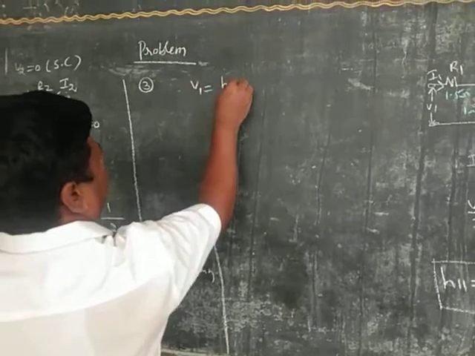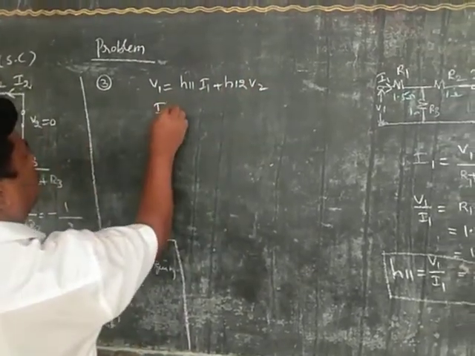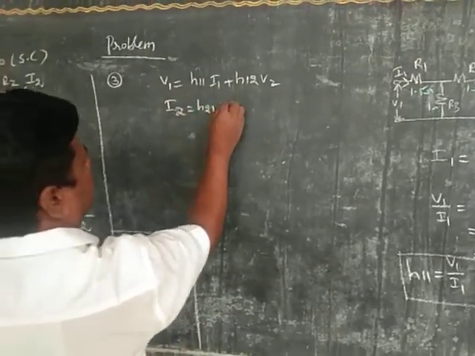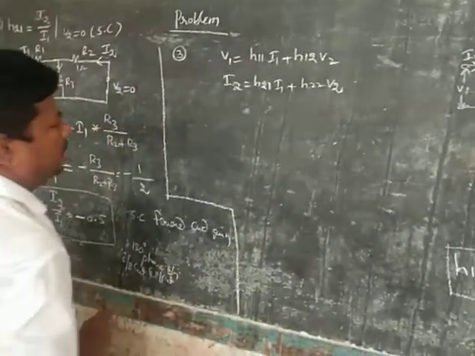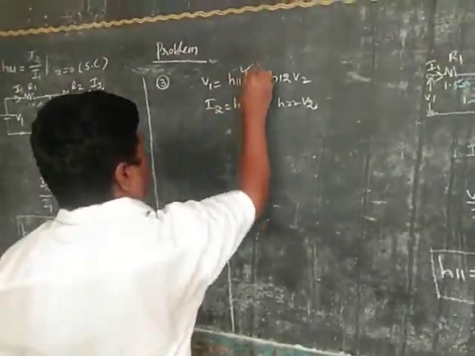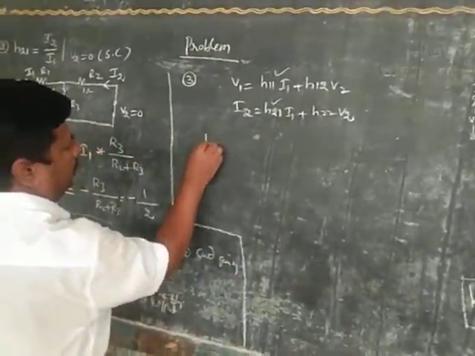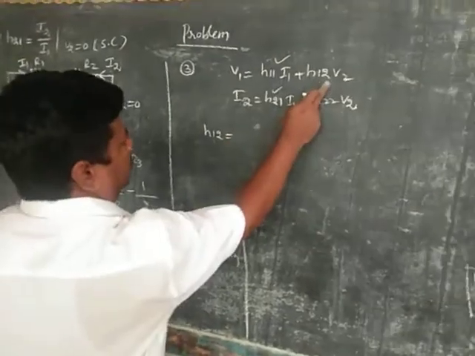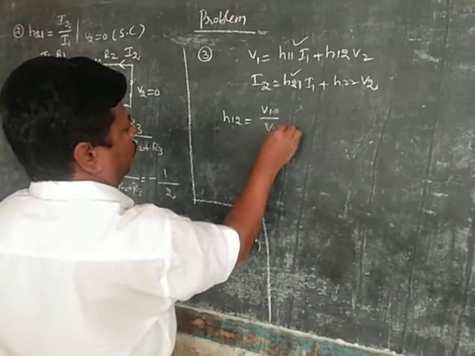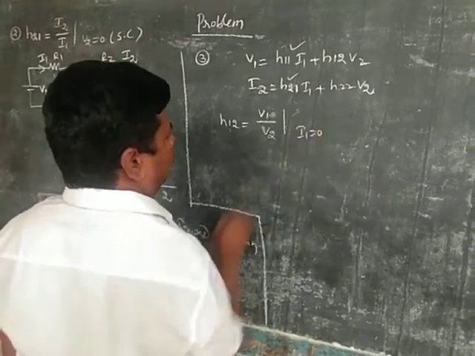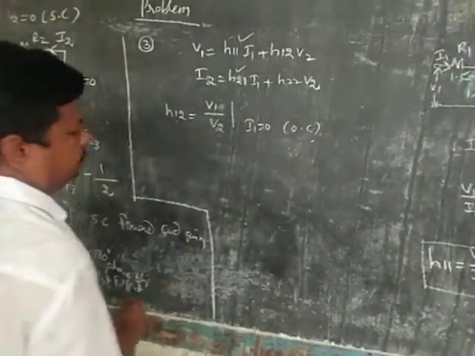V1 is equal to H11 I1 plus H12 V2. And I2 is equal to H21 I1 plus H22 V2. So these two over, H11, H21 over. Now here H12. H12 is equal to V1 by V2 when I1 is equal to 0. I1 is equal to 0 means open circuit.